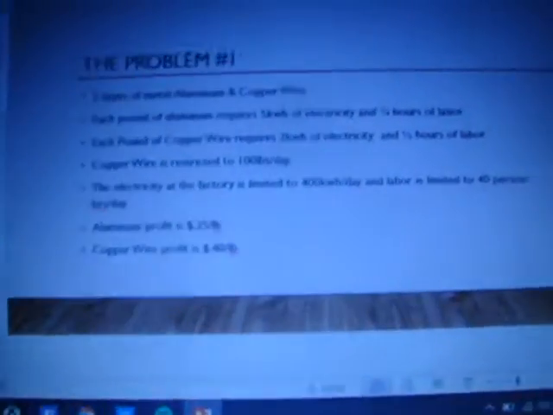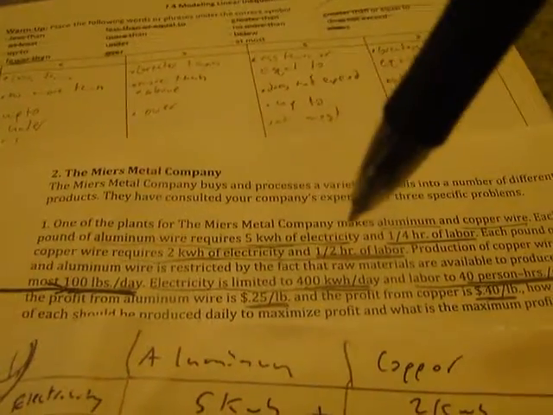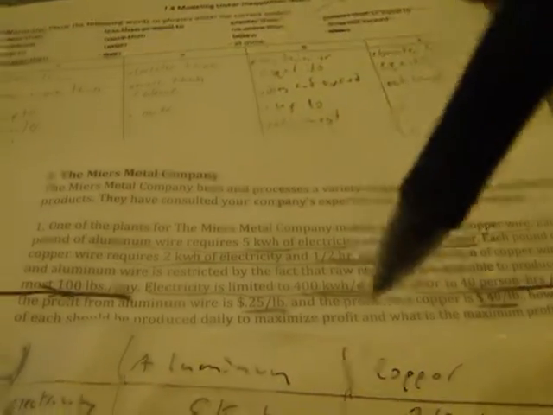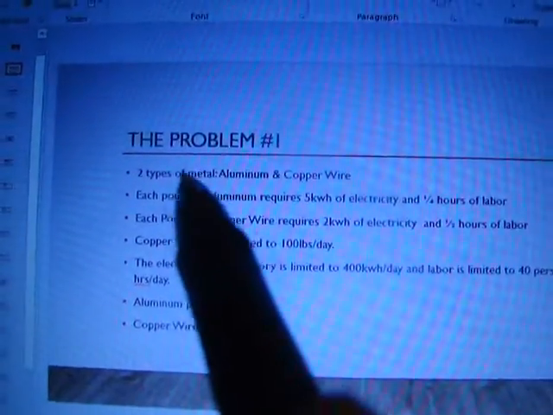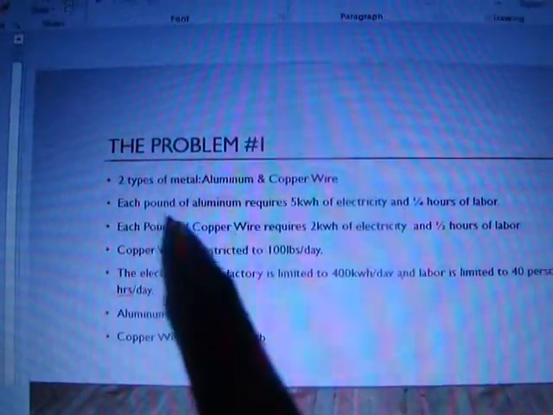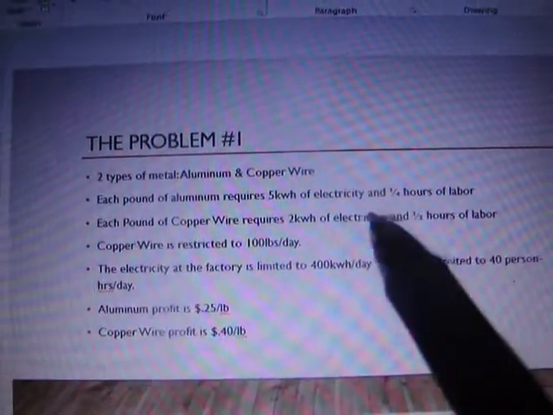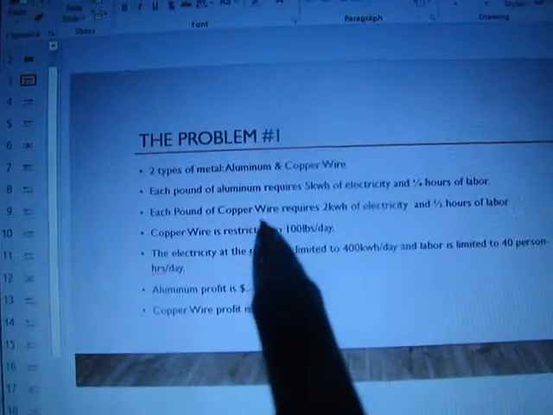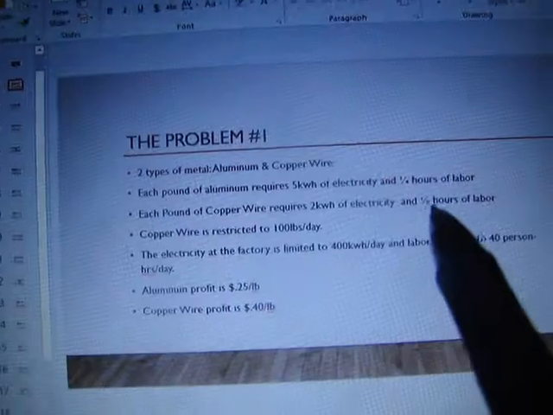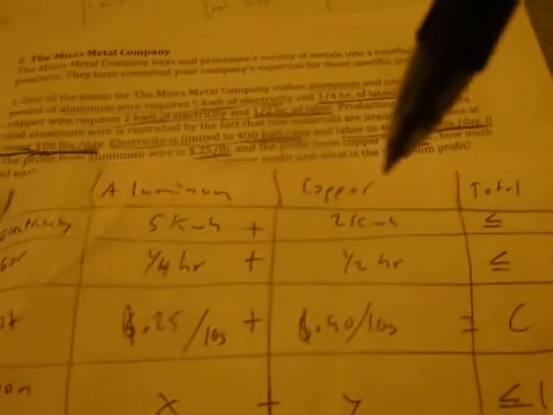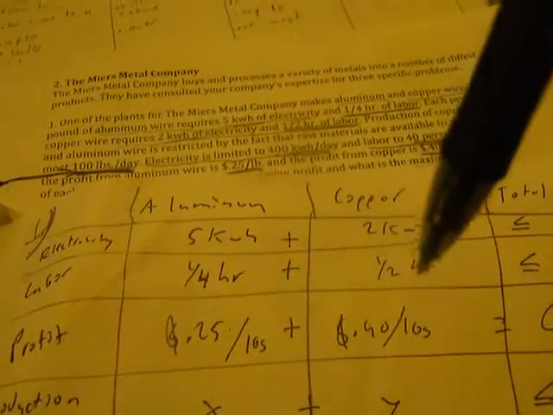As you can tell on the PowerPoint that we made, I didn't write down the whole entire paragraph. Everything that's underlined, I basically put on here. So we talked about two types, which are aluminum and copper. Each pound of aluminum requires 5 kilowatts of electricity and 1/4 of an hour of labor. Aluminum: 5 kilowatts of electricity, 1/4 of an hour of labor. Then copper wire requires 2 kilowatts of electricity and 1/2 an hour of labor. Copper: 2 kilowatts of electricity, 1/2 an hour of labor.